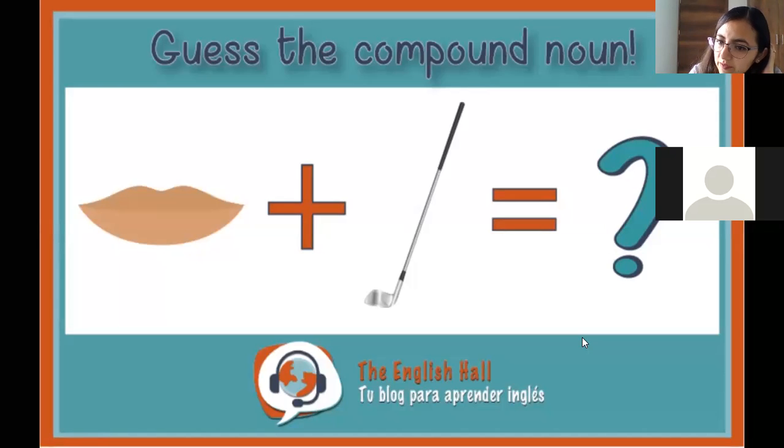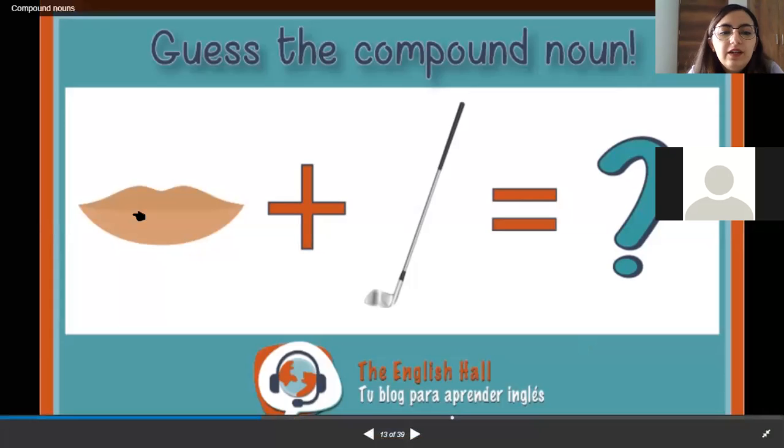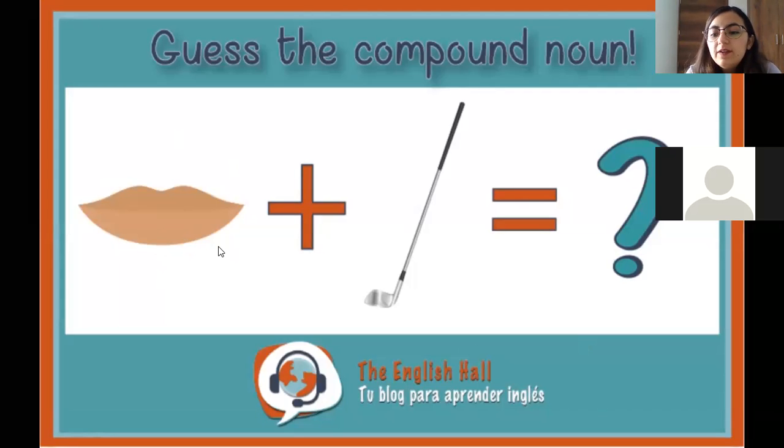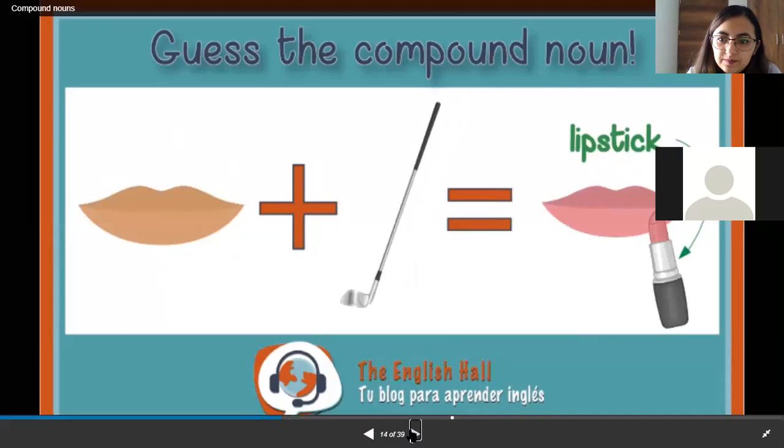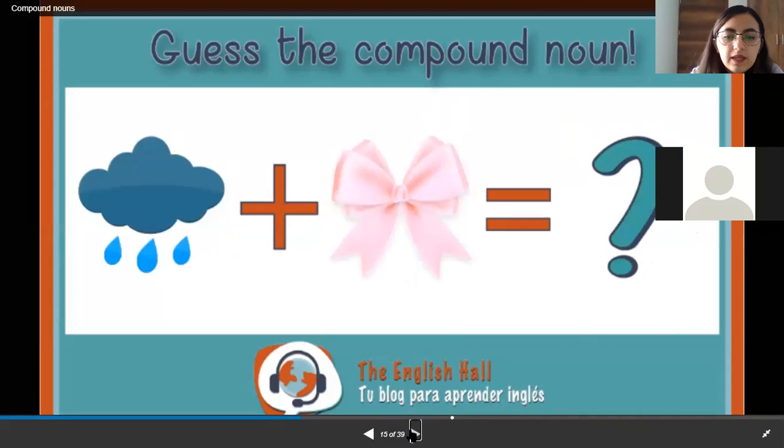Well done, Steffi. It's a lipstick, right? We have here the image of some lips and we have a stick. So the final word would be a lipstick. Un brillo, un labial, ¿no es cierto? A lipstick. This one, what do you think it is?